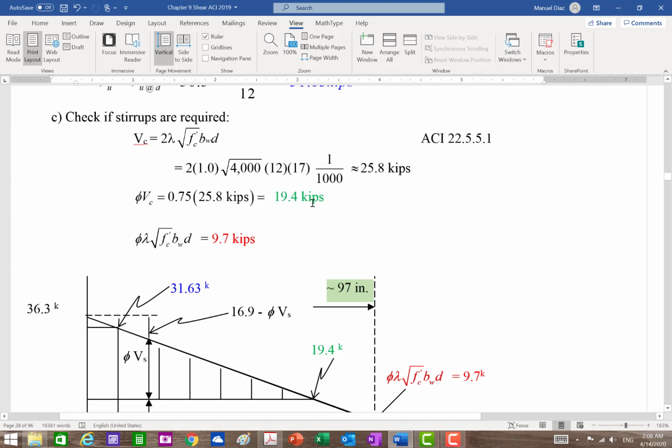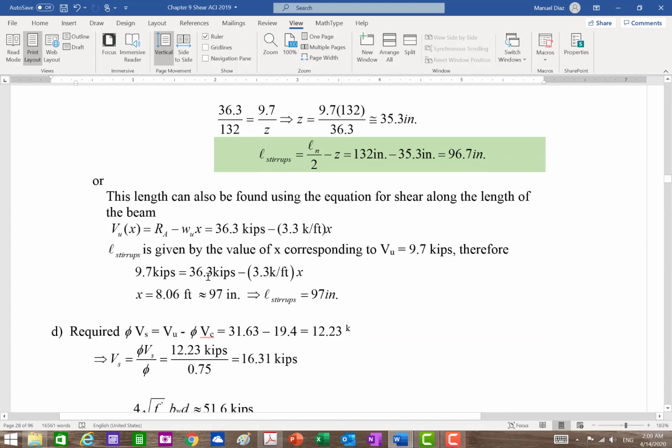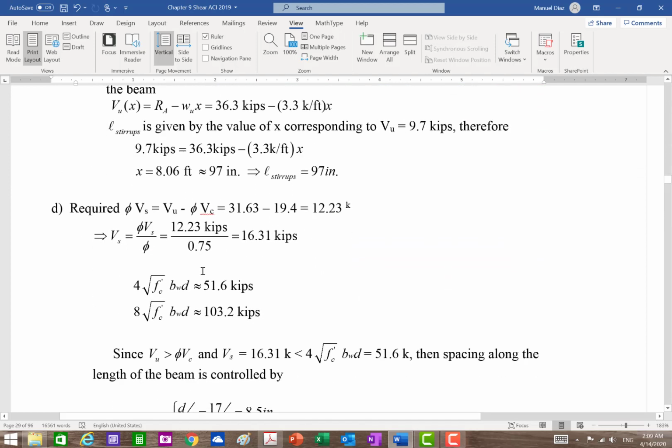Then I need to use the second column on that table. Remember, we're in case 2, right? And so we are going to find our maximum spacings based on that. But we need to find V sub S. So first we're going to find phi V sub S, which is Vu minus phi V sub c. And because this is phi V sub s, in order to make it a V sub s, we divide by phi, and that will be 0.75, and then we have V sub s.